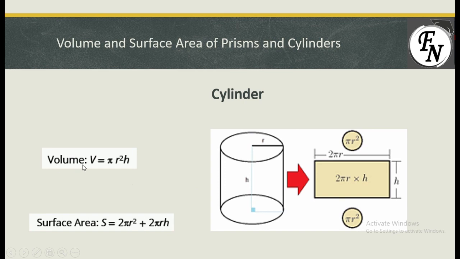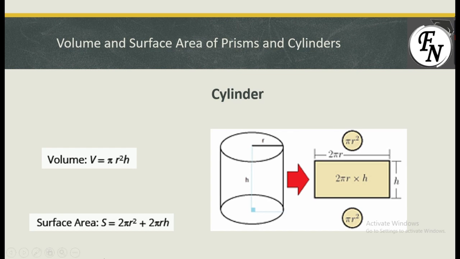Other than that, the formula for volume is pi r square h, because the top part has a base area of a circle. So this is the base, it has a circle, so its area is pi r square, and we multiply the base area by the height, so we get pi r square h as the volume. This is the same as we discussed earlier, that volume is base area into height. Here the base area is circular, so it is pi r square, multiplied by h.